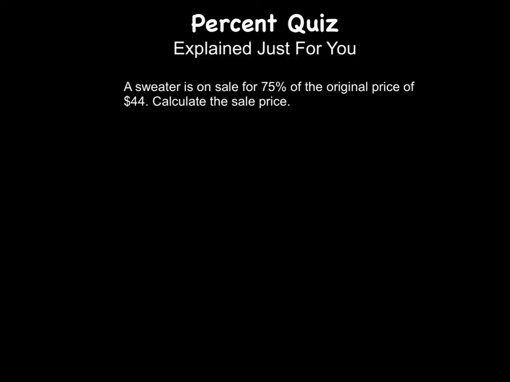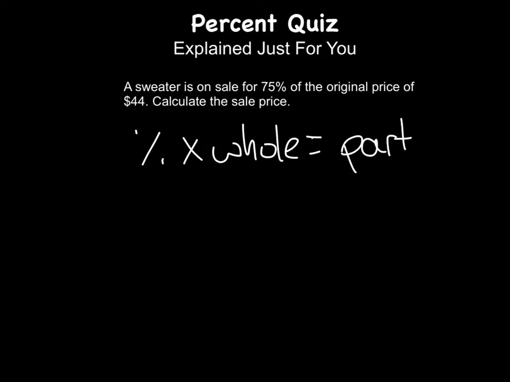On this one, a sweater is on sale for 75% of the original price, which was $44. Calculate the sale price. So this is a little different problem. You could still solve it using a proportion like we did a second ago, but another way that we solved these was percent times whole equals part. And so just fill in my information.